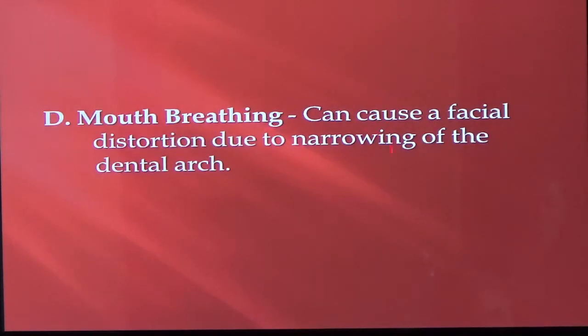Mouth breathers, again, can cause facial distortion due to the narrowing of the dental arch. If you're a mouth breather, your tongue isn't in the right spot, so it's going to cause the arch to come in. If you breathe through your nose, your tongue is down, your tongue is keeping that space. If you open your mouth, your tongue is not in the correct position, so it narrows the arch. Again, the tongue is a muscle and kind of balances things out between the cheeks and the gum.